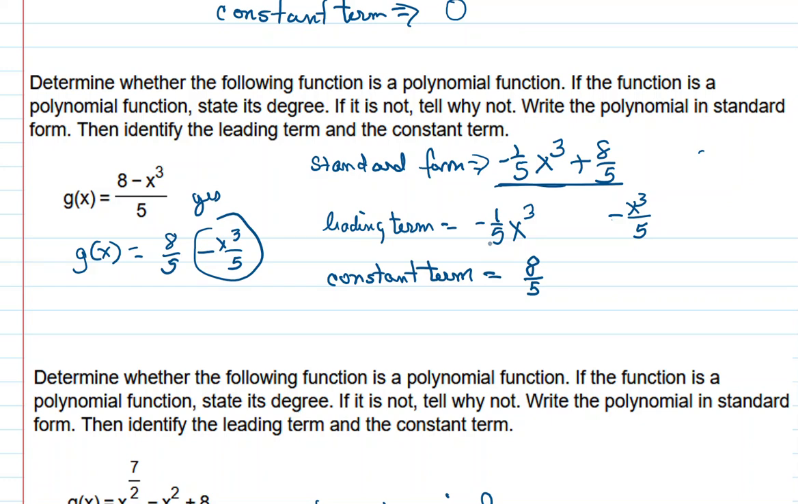The leading term is a negative 1/5 x cubed. And I told you, you could enter it in the calculator in this form and it would be okay. And then fraction, 8/5. All right. Everybody comfortable?